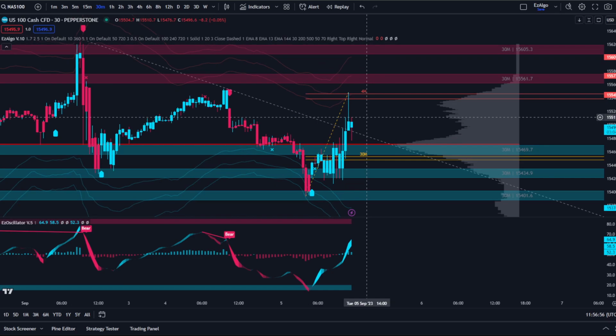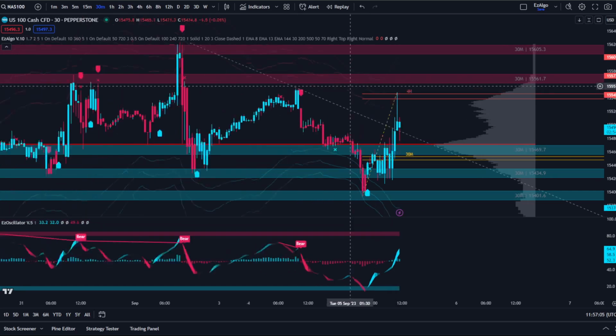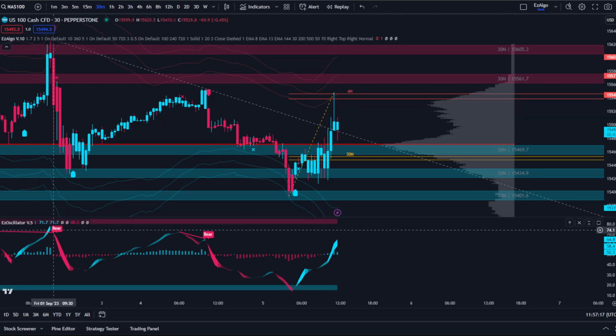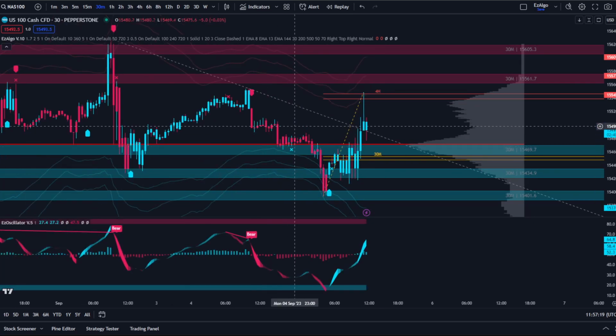Now, these reversal bands are non-repaint. There are a few free indicators like this on TradingView. However, they're all repaint. So if you go into replay mode, you'll see none of these reversal bands are repaint, and none of the inputs in EzAlgo are repaint. They are all real time. We do not mess with repaint indicators. Nothing on our indicators, either the oscillator or the algo itself, are repaint.